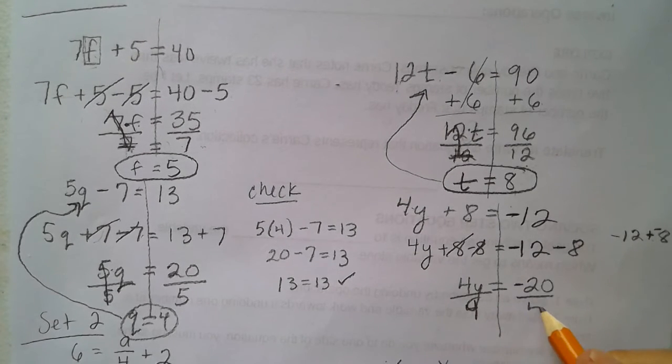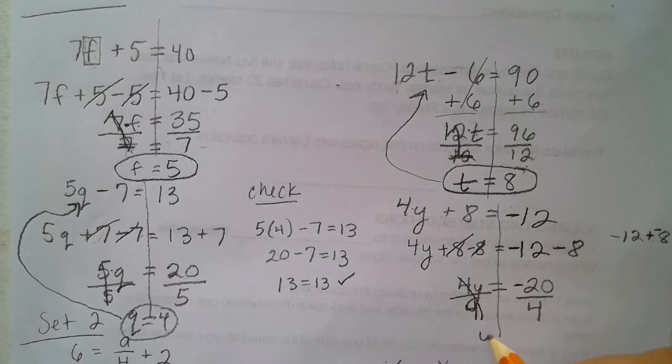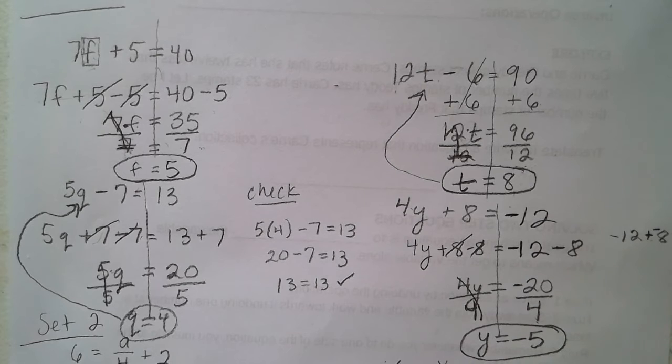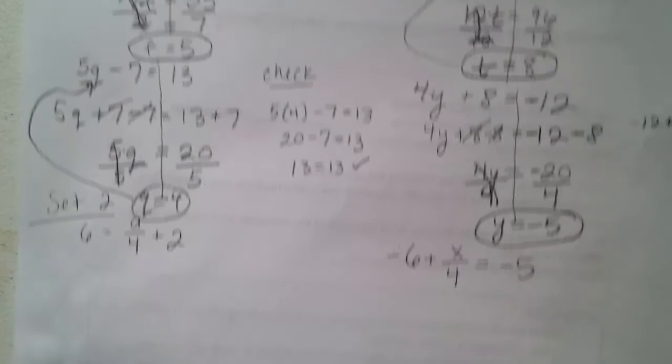Undo the 4 by division, so that clears to make 1. And a negative divided by a positive is a negative. So that's problem set 1.